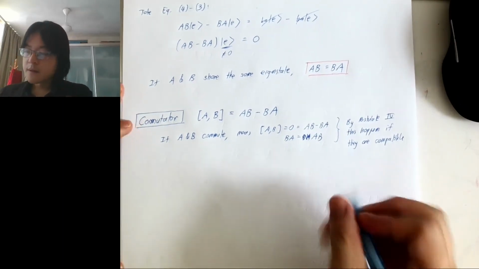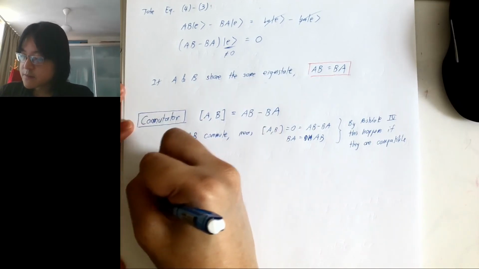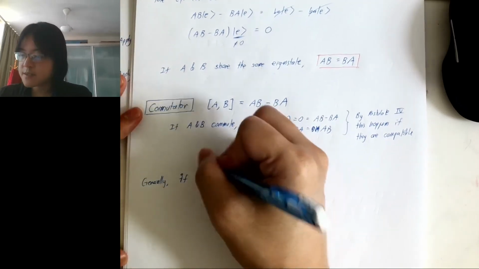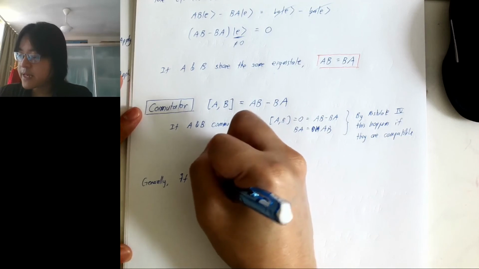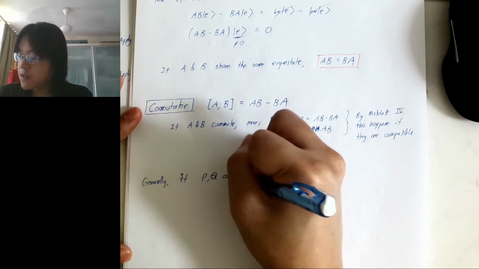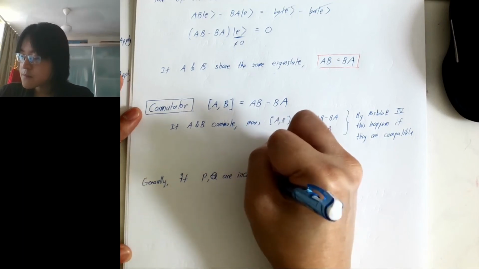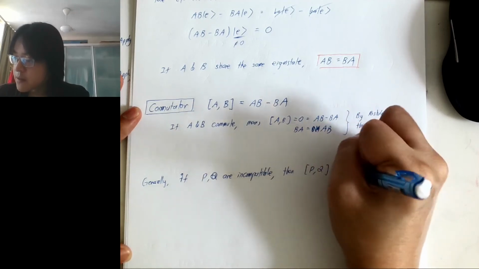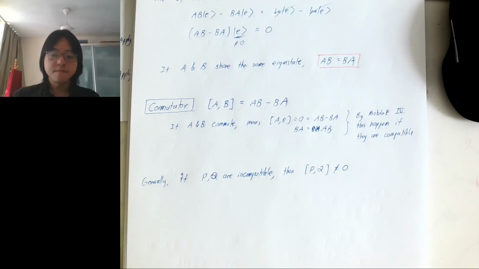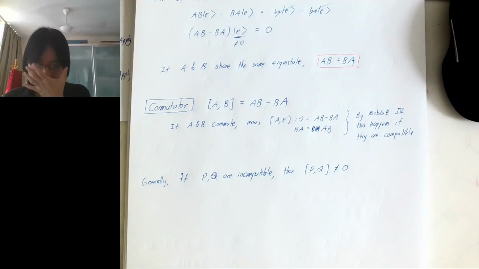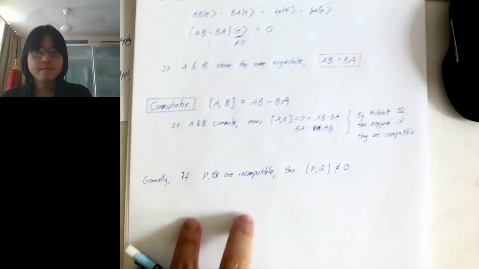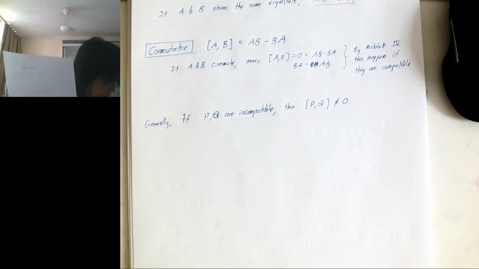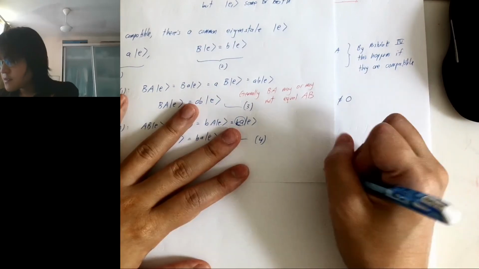Okay, but generally, if let's say I have two other operators, so let's say P and Q are incompatible, then the commutator between P and Q is not zero. Okay, clear so far? What page is this? 5, 6, 7.